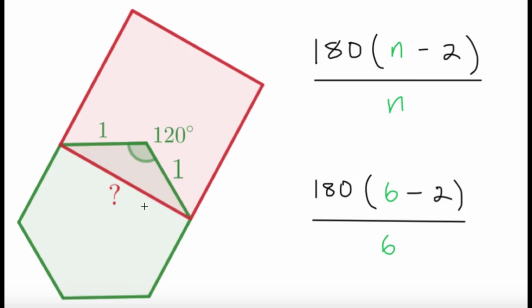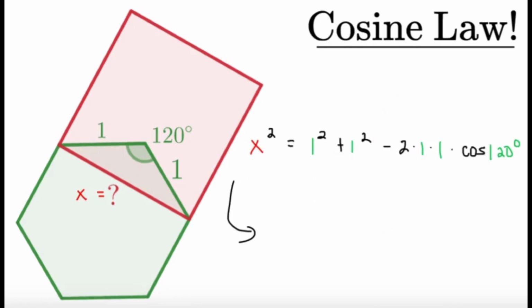Now, since we have a hexagon, that 120 over here is the result of this: 180 times 6 minus 2, divided by 6. The numerator here is 720, and 720 divided by 6 gives us the 120 over here. And now that we have the angle in between, let's say this is x for now, the side of the square, and we can use the cosine law to help us get the side of the square.